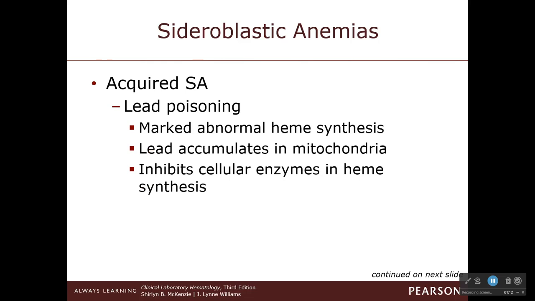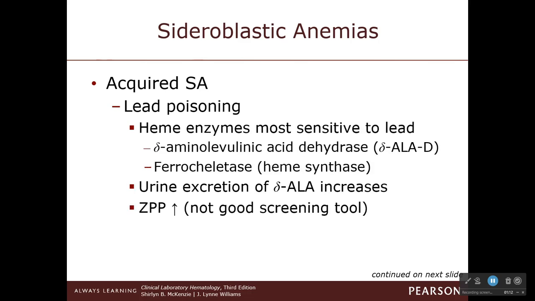Okay? So, lead poisoning: marked abnormal heme synthesis. Lead accumulates in the mitochondria, so then it competes and inhibits cellular enzymes in heme synthesis. You can read a little bit in your book about that, and it'll tell you which enzymes it interferes with. Basically, delta-aminolevulinic acid dehydratase is the one that it messes with, and also ferrochelatase. And remember what ferrochelatase does? It's the one that transfers iron into the heme molecule, into that protoporphyrin IX ring. So iron's available, but because ferrochelatase is being disrupted by lead, it doesn't insert the iron.